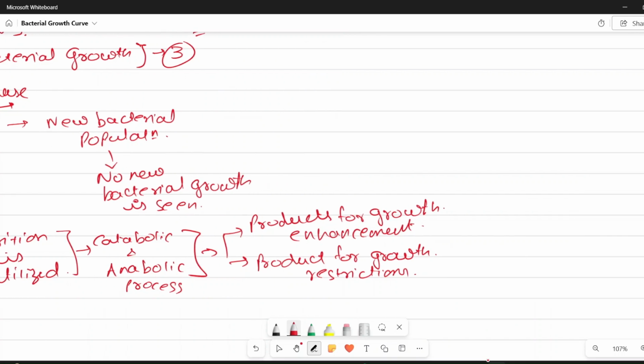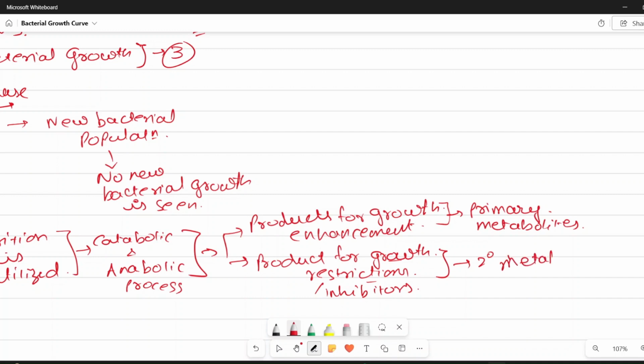Now, the products which can be used for growth enhancement are commonly called the primary metabolites, whereas the products which are used for growth restriction or growth inhibitors, most of them are called the secondary metabolites. Most of them are basically toxins.